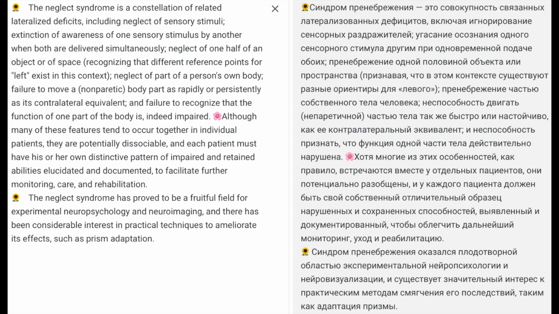Although many of these features tend to occur together in individual patients, they are potentially dissociable, and each patient must have his or her own distinctive pattern of impaired and retained abilities elucidated and documented, to facilitate further monitoring, care, and rehabilitation. The neglect syndrome has proved to be a fruitful field for experimental neuropsychology and neuroimaging, and there has been considerable interest in practical techniques to ameliorate its effects, such as prism adaptation.